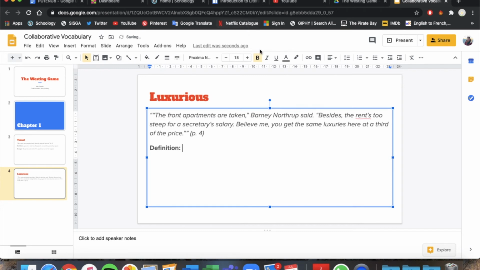Up next, I wrote definition in bold. And I looked for the definition of luxurious on an online dictionary, and this is the best answer that I found. I thought that it was the easiest one for all of us.